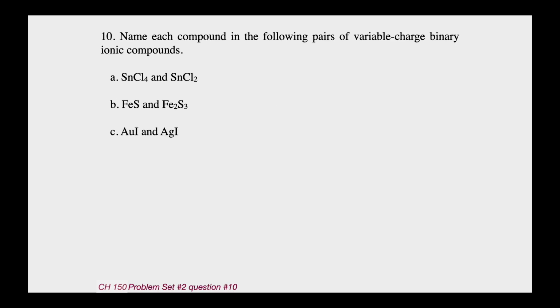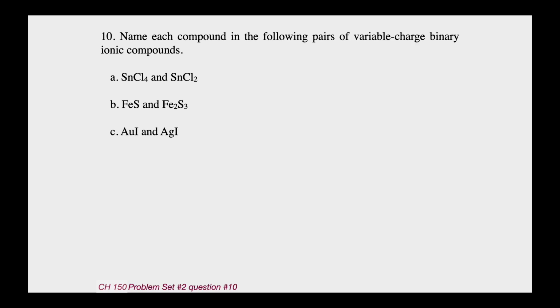Pretty chill. In these compounds, we have a variable charge metal, and you can see that because there are two combinations listed. So for example, in the first one, Sn is tin, but the first one has 4 chlorides and the second one has just 2. So for these, we're going to need a Roman numeral next to the metal. Tin and iron in the next one and gold and silver, excuse me, in the last one, are all examples of metals where there could be more than one charge.